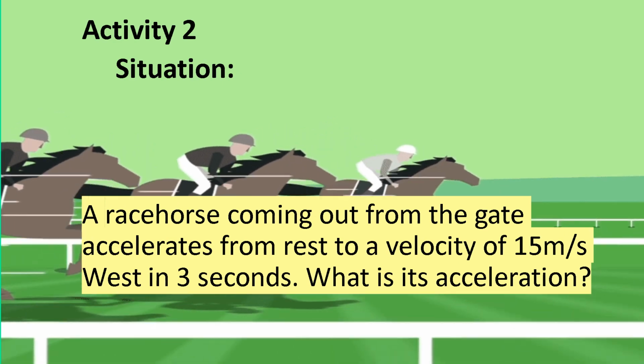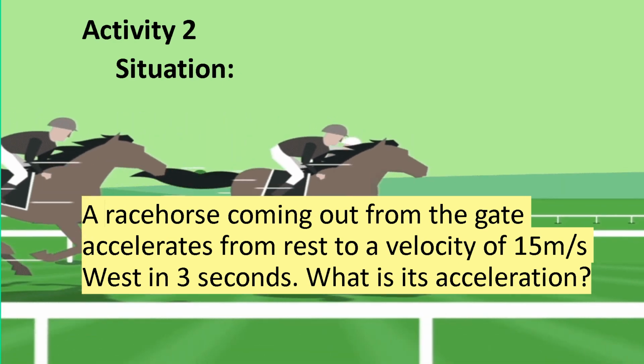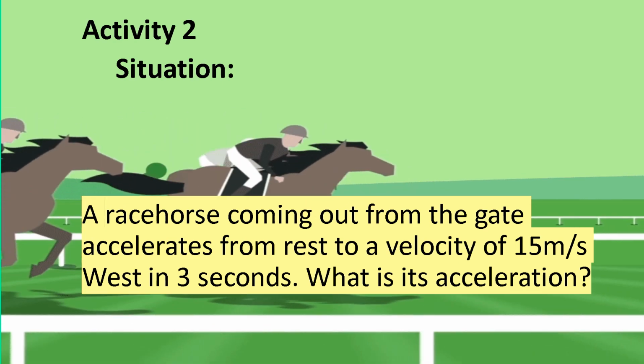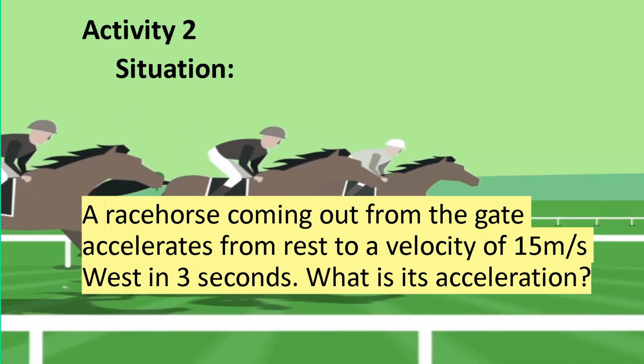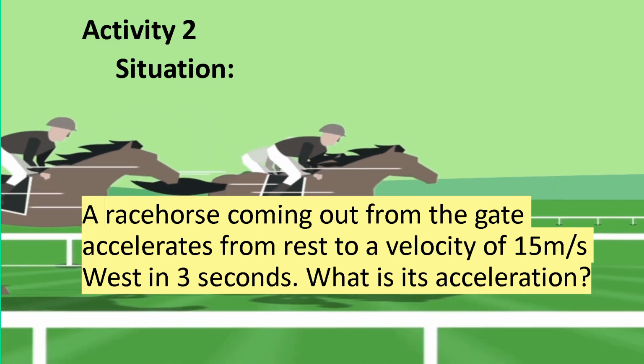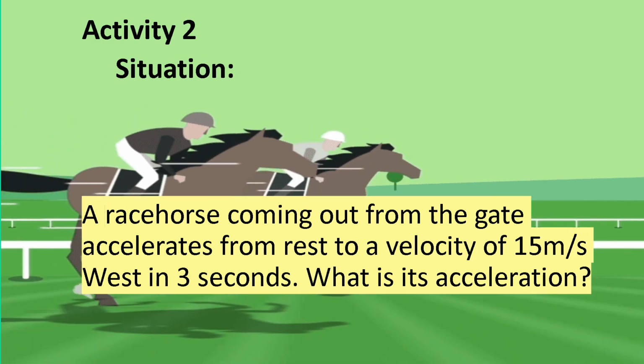Activity number 2. A racehorse coming out from the gate accelerates from rest to a velocity of 15 meters per second west in 3 seconds. What is its acceleration?